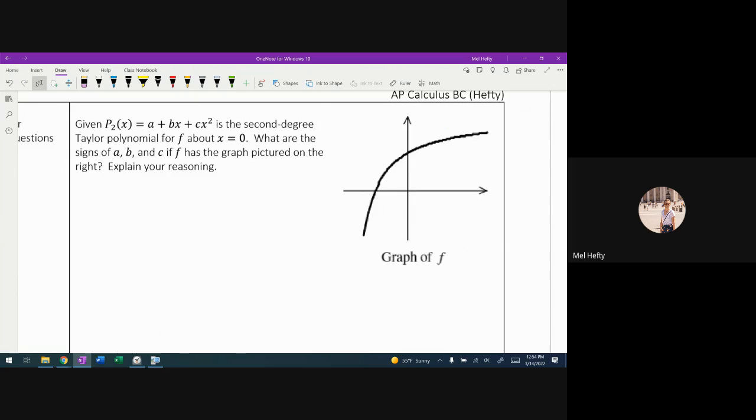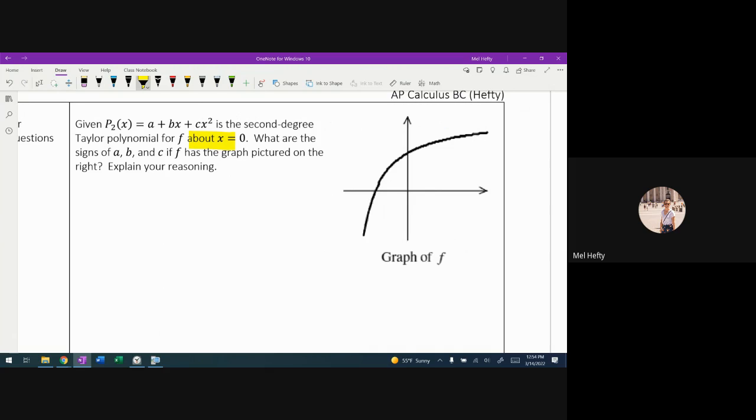All right. Let's go ahead and look at this guy. So we have a second degree Taylor polynomial. What's the center of this guy? 0. Let's talk about why I know it's 0. One, they say about x equals 0. It's another way to say centered at 0.